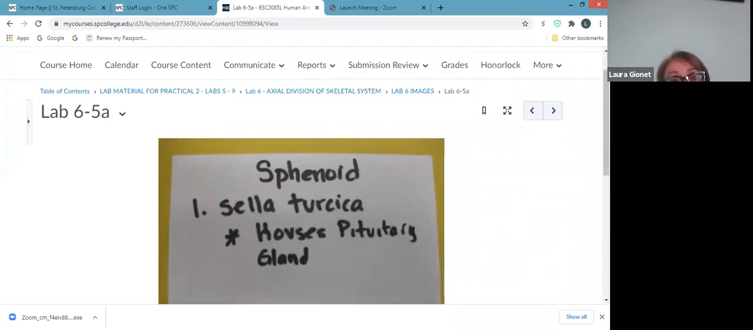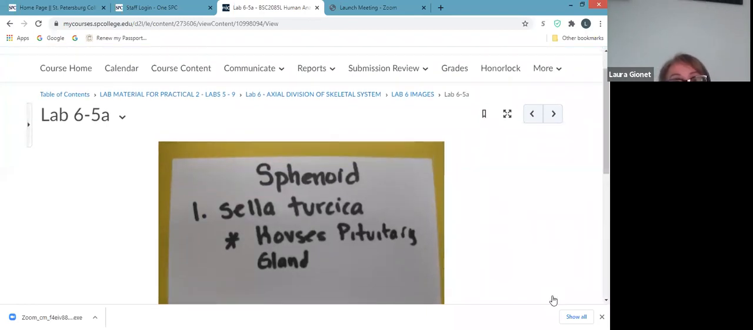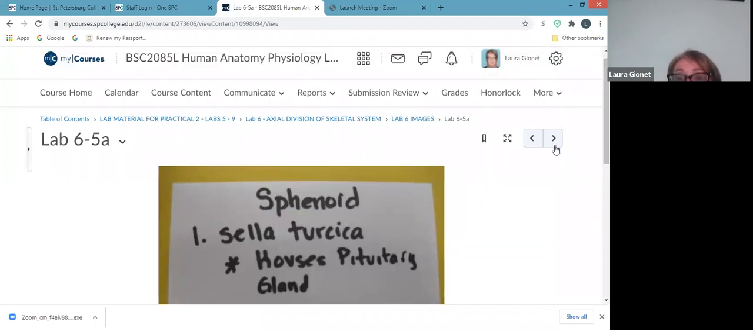All right, so sphenoid bone, that structure is called the sella turcica, and it houses the pituitary gland, or the pituitary gland can be found there, whichever you prefer. Actually, there's going to be multiple choice, so whichever is something about the pituitary gland.